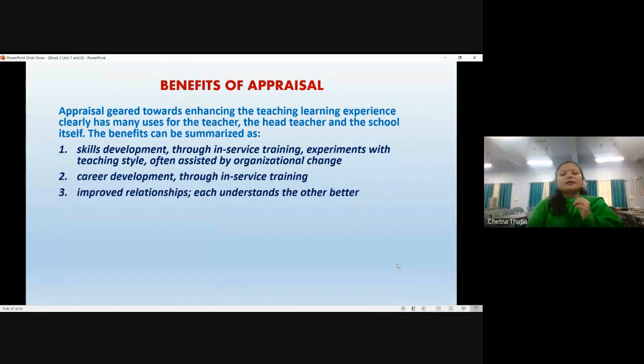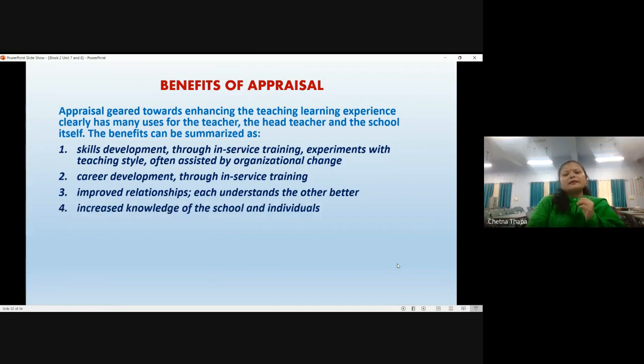Next, there will be improved relationships, because staff appraisal will help the individual whose appraisal is being done to have mutual trust and respect with the one who is doing it. Then they will be able to share what the individual's lacking is, what his weaknesses are, with the one who is doing the appraisal. So there is an improvement in the relationship. There is a better understanding between the staff members and the immediate seniors.